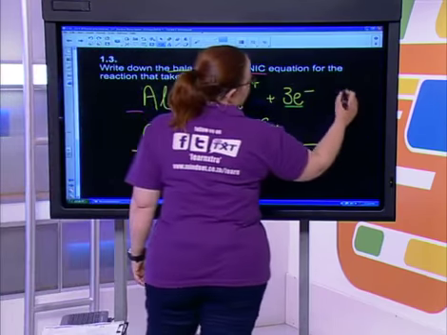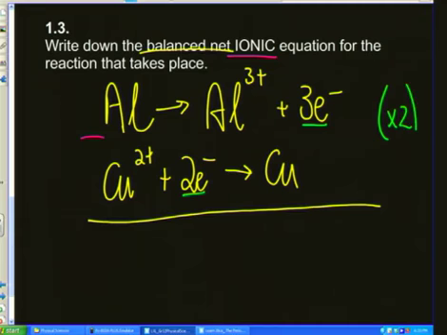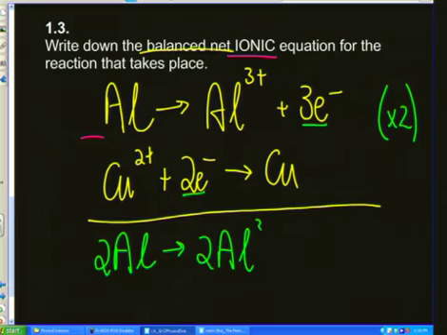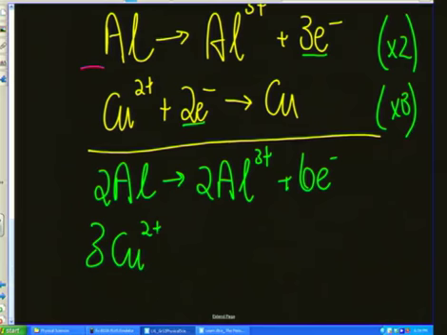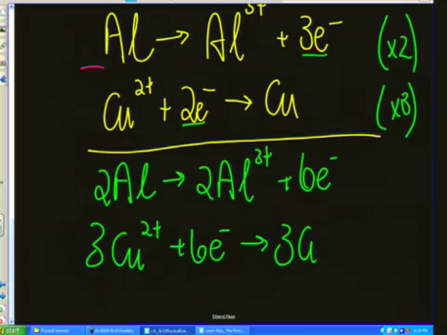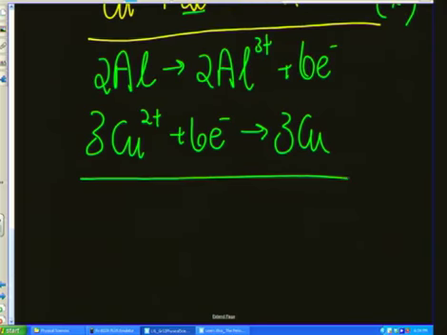So I'm going to take my aluminium oxidation reaction and multiply it by 2, and I multiply everything in that reaction by 2, so that gives me 2Al, which then gives me 2Al3+ plus 6 electrons, okay? I'm going to multiply the copper by 3, because now I get 3Cu2+ plus 6 electrons, which then gives me 3Cu.